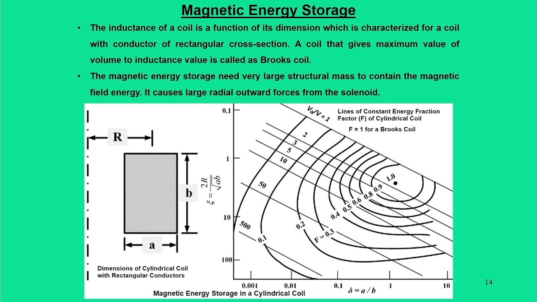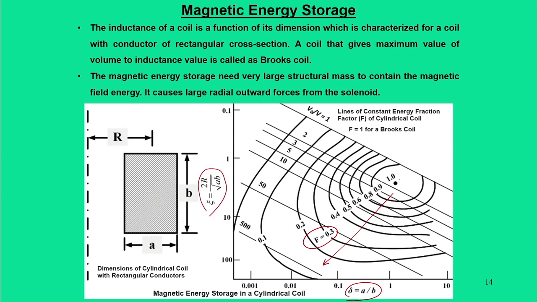So, this particular plot talks about the aspect ratio of the coil, which is delta, A by B, and the zeta value, which is another geometrical parameter, twice R by square root of A B. And when it is plotted, we start with the factor called the form factor. As you proceed further, your storing capacity drops because F becomes smaller and smaller. If you are going towards the Brooks coil, for which F becomes 1, we are storing maximum energy.